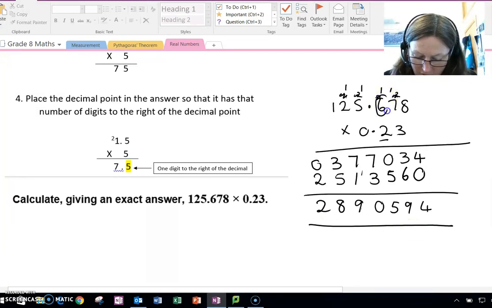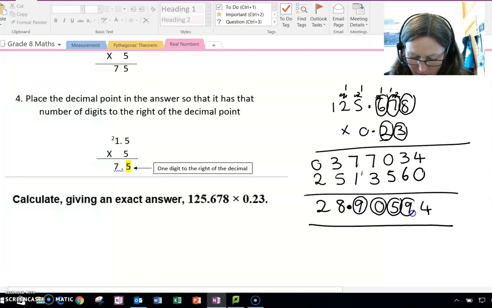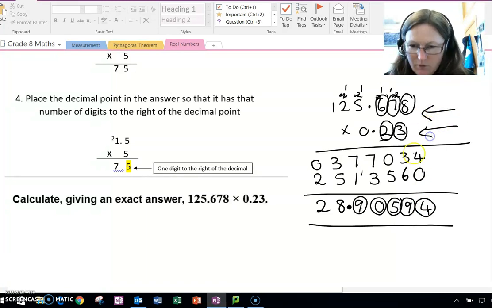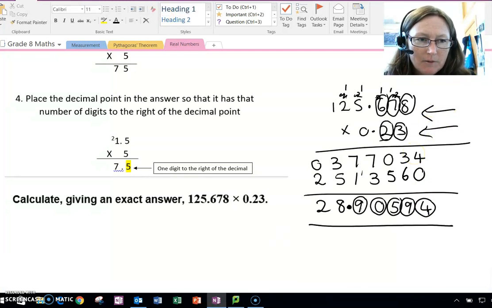Remember, I look here, and to the right of the decimal point I have 1, 2, 3 numbers, and 1, 2. So in total I have 5 numbers to the right of the decimal point. So I need to put the decimal point here. The reason I put it there, let's check. How many numbers to the right of the decimal point do I have? 1, 2, 3, 4, 5. 5 numbers to the right of the decimal point because that's how many numbers there were in total to the right of the decimal point there.